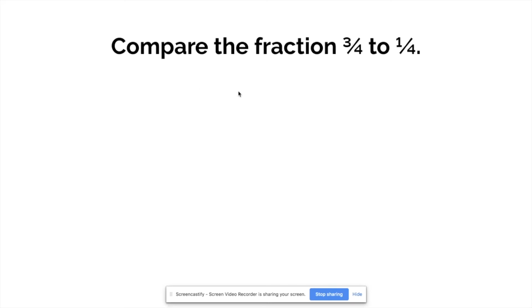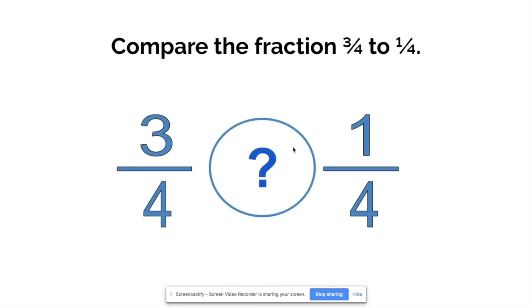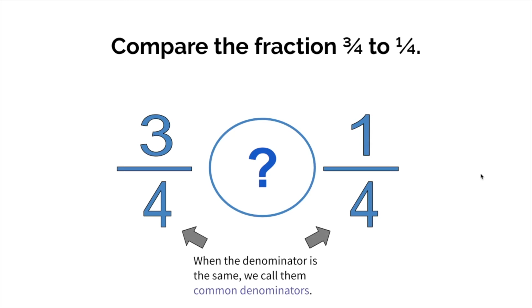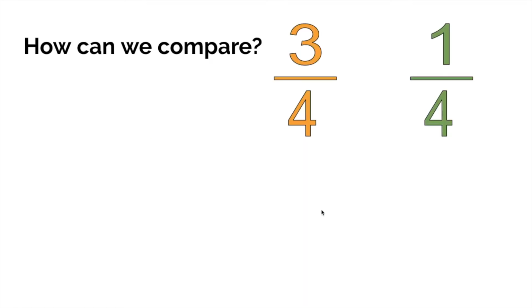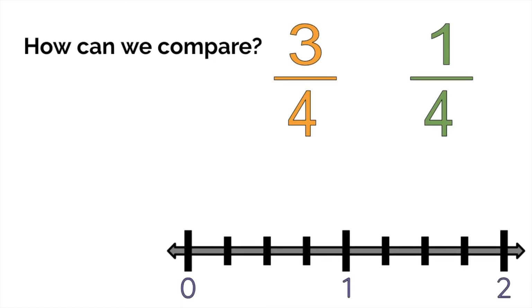All right, so let's compare the fraction 3/4 to 1/4. What are we gonna do? When the denominator is the same, we call them common denominators. Okay, you see how both denominators are 4, so these are common denominators, which makes it very easy for us to compare these fractions. So one way we can compare 3/4 to 1/4 is by using a number line.